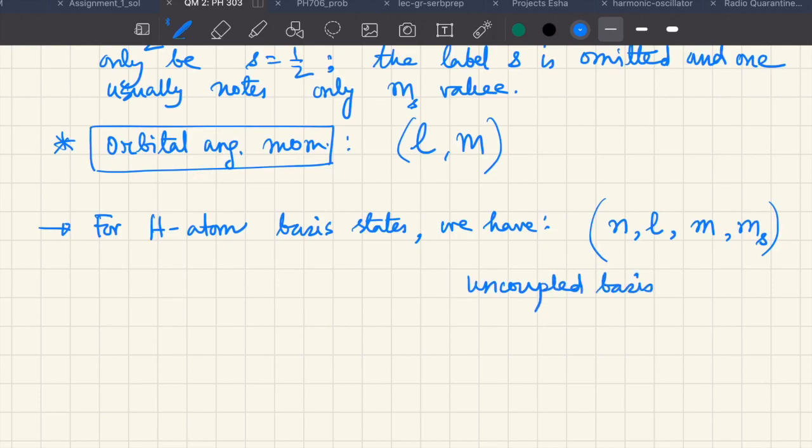So what will we be calling the uncoupled basis? It is a set of states that labels the whole spectrum of the hydrogen atom using those quantum numbers to distinguish all those states. So the uncoupled basis quantum numbers are given by n, l, m and ms. And as I have already said, because s is always half, there is no need to write it again and again in this label. Now as we let these quantum numbers run over all possible values, we obtain an orthonormal basis set.